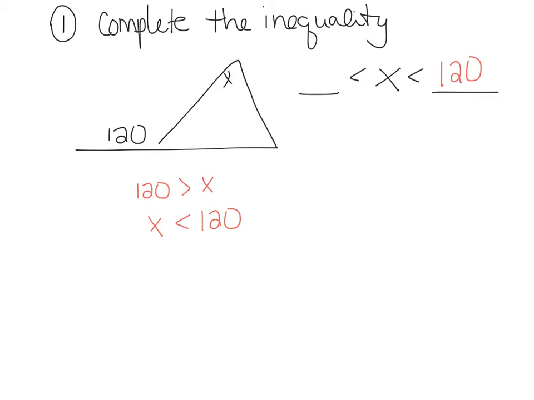Well, this one's not too bad. In order to make this a triangle, is it okay for me to have a negative angle? Well, hopefully you're saying no. And it's not okay for me to have a 0-degree angle. Therefore, we know that x, in order to make this a triangle, has to be greater than 0. And that is our official answer. 0 is less than x, which is less than 120. So x is sandwiched between 0 and 120.